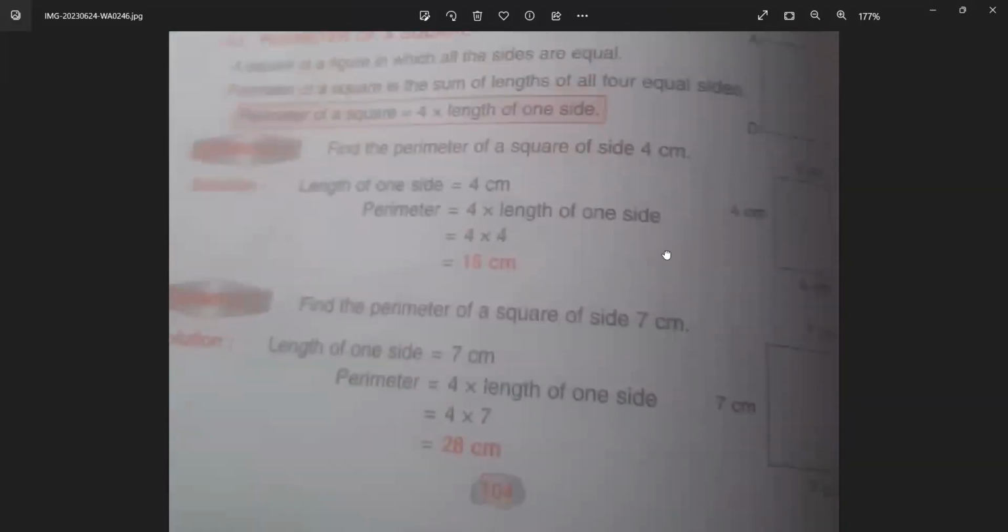Please solve the sums. The sums are given on perimeter and area. We need to solve the sum based on perimeter of a square. This has been explained. You can read it and solve the following sum.